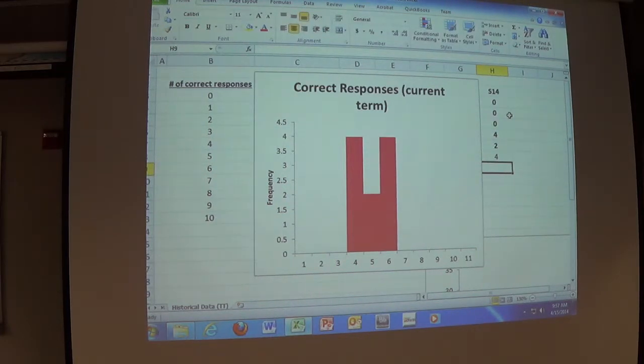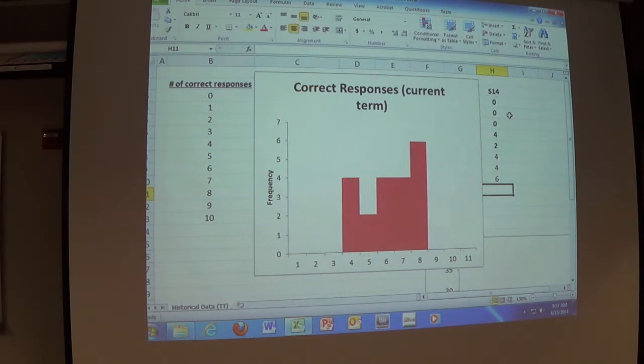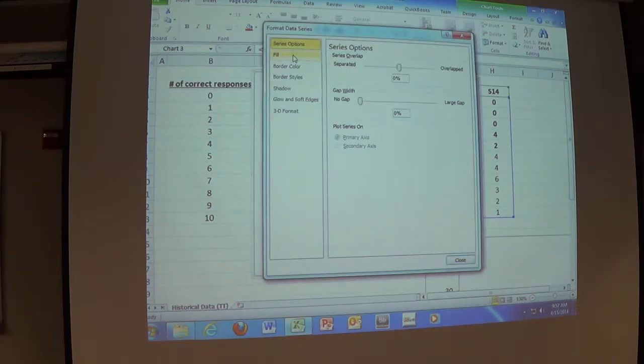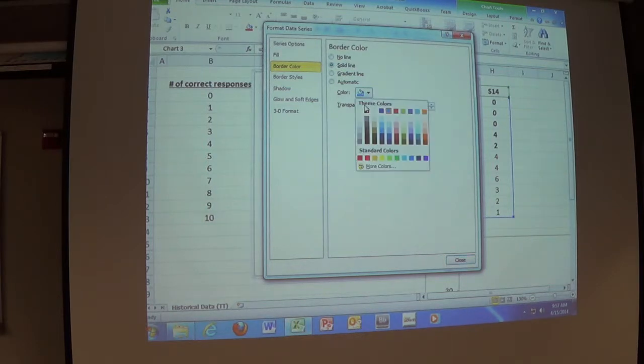How about 6 and 4? 6 correct, 4 wrong. 1, 2, 3, 4. How about 7 and 3? 7 right, 3 wrong. 1, 2, 3, 4, 5, 6. How about 8 right, 2 wrong? 1, 2, 3. How about 9 and 1? 9 right, 1 wrong. There's 2. Who's got them all right? We got one with them all right? All right. So now, let me pretty this up a little bit. Put a border on that thing.